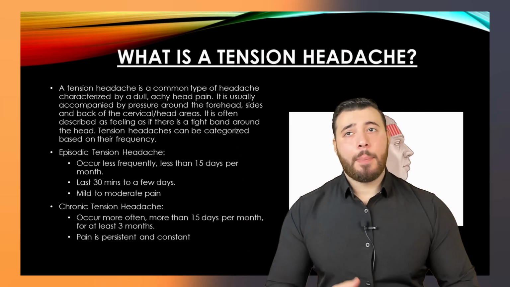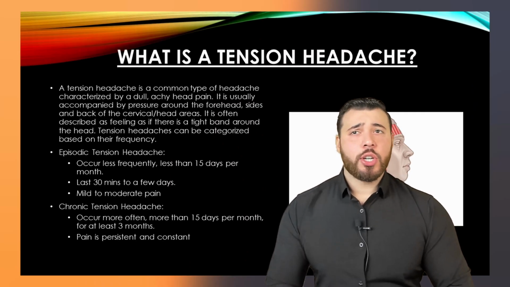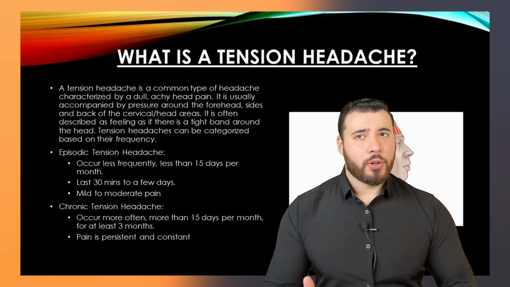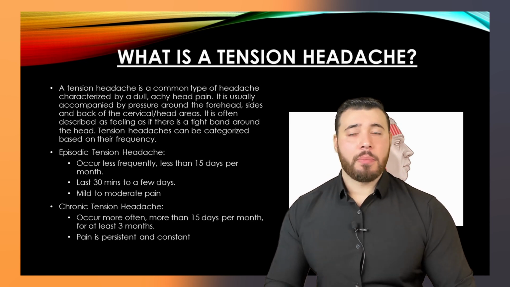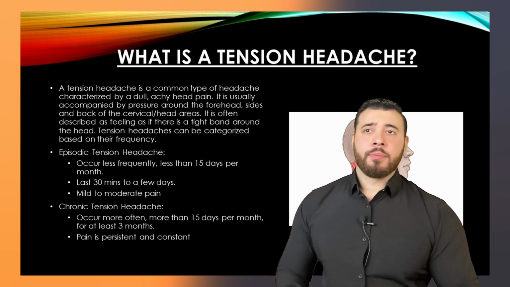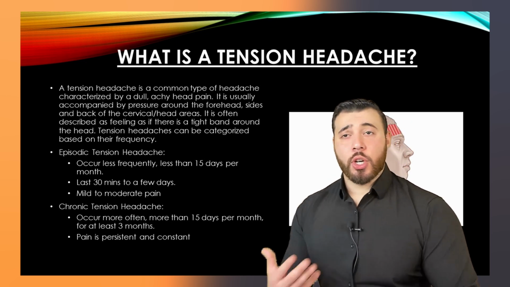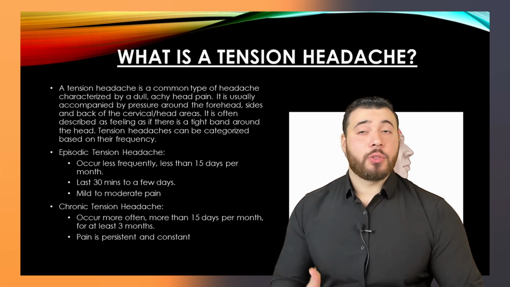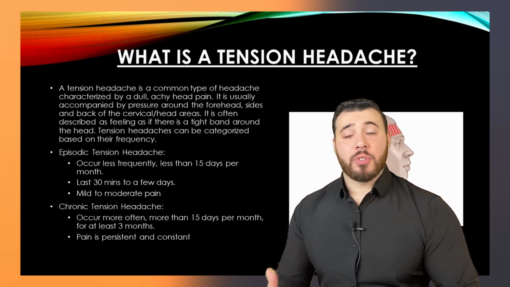Now, these tension headaches can be categorized based on their frequency. The first one that we have are what we call episodic tension headaches. These usually occur less frequently, roughly less than 15 days per month. They last around 30 minutes to a few days, and they're mild to moderate on their pain levels. Now, a chronic tension headache usually occurs more often, more than 15 days a month, and has occurred for at least 3 months. This pain is persistent and constant.